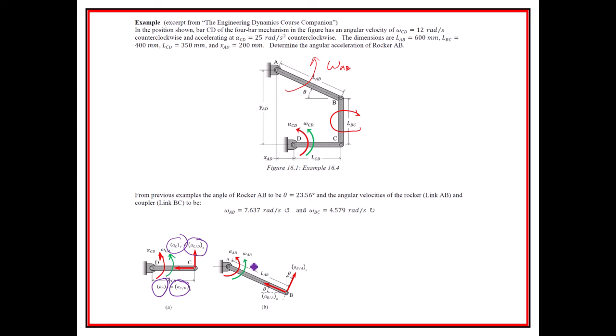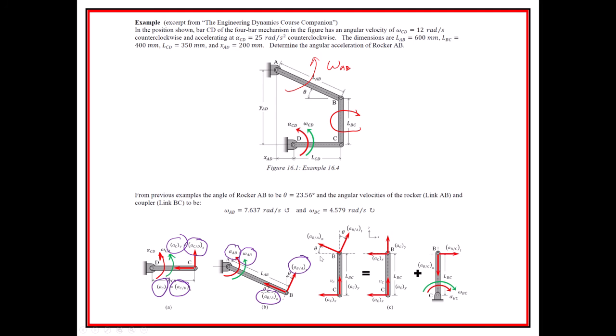And we'll place on, well, we do know the direction of omega AB, but we don't actually know the direction of alpha AB. So we'll assume that it's in the counterclockwise direction. And notably, these also have normal and tangential directions. Unfortunately, they're not aligned with the x and y axes, but we'll make do anyway.